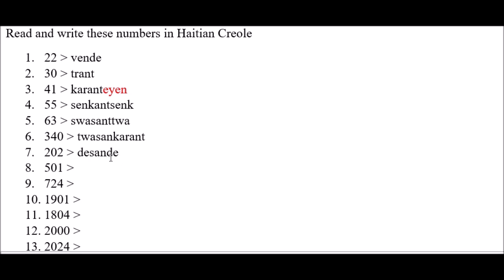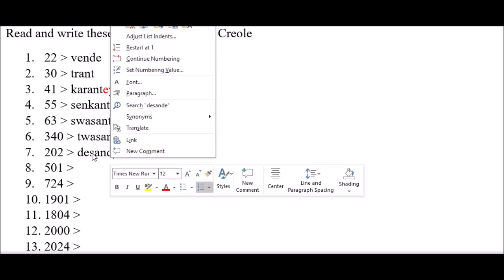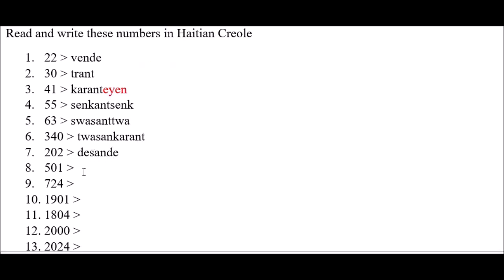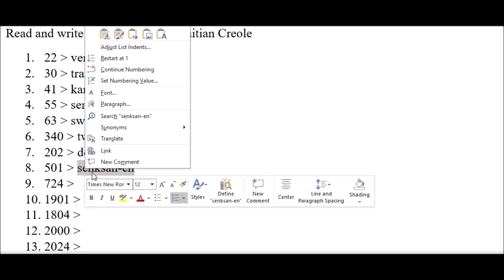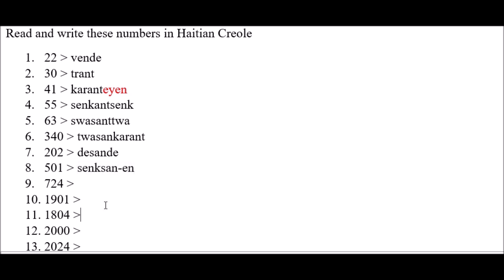And then we have this one, descendre. That's how to write it in Haitian Creole. And then we have 501. 500, and then 1, 501. We can't write it like this, it's not good. I have to add this little slash here, 501. That's the best way to do it.